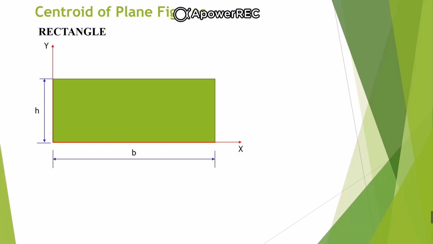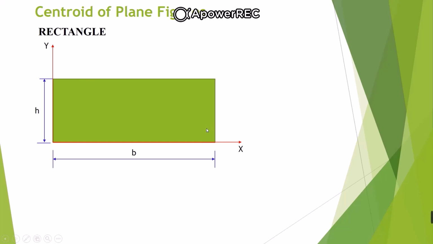First one is the rectangle. Let us consider a rectangular section with width b and height h. Now how will you locate the centroid? For that, first we will assume two reference axes. One axis passing through the base of the rectangular section, which is denoted by x, and another axis, a vertical one passing through the left end of the rectangular section, which is denoted by y. So we will be locating the centroid with respect to these two reference axes.